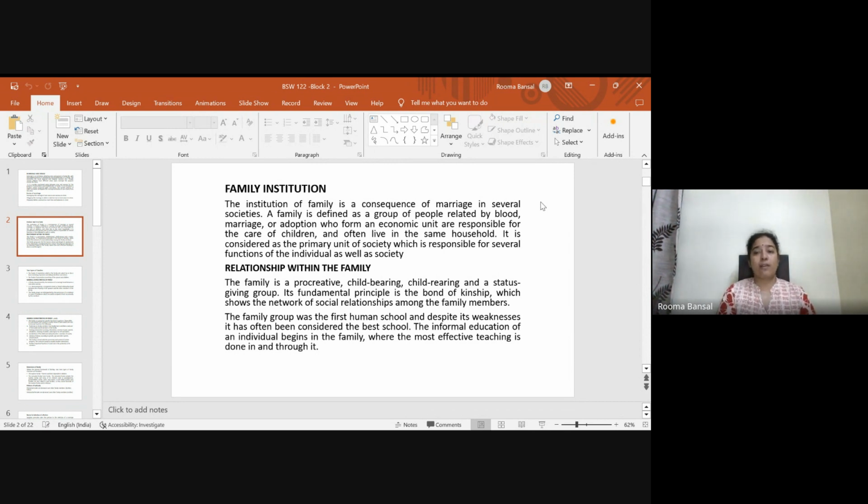The informal education of an individual begins in the family, where the most effective teaching is done. Naturally, by birth, any infant starts getting love, affection, teaching, and a number of feelings from the family only.